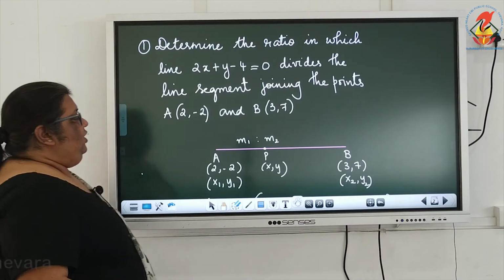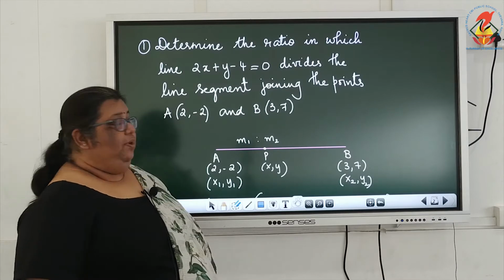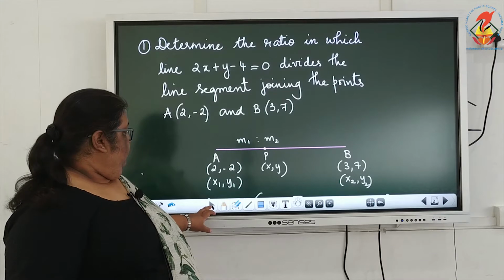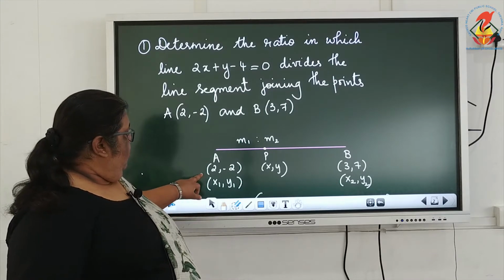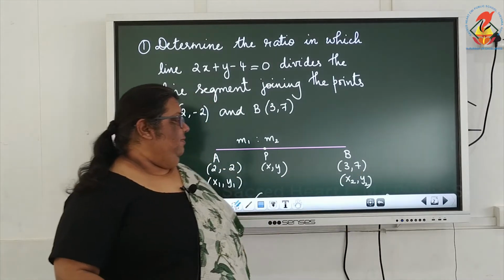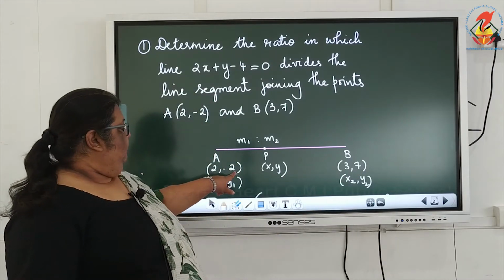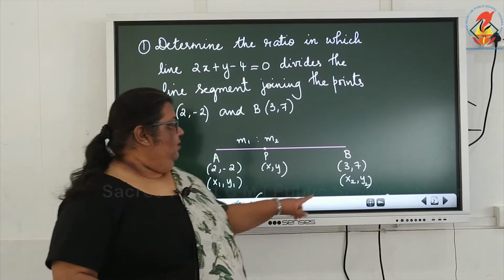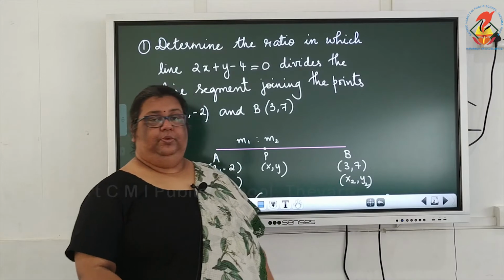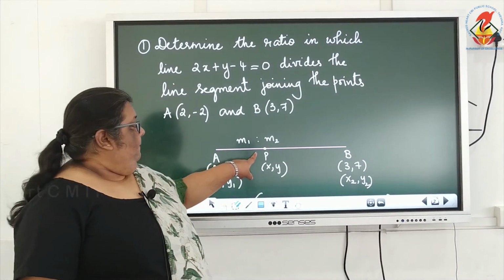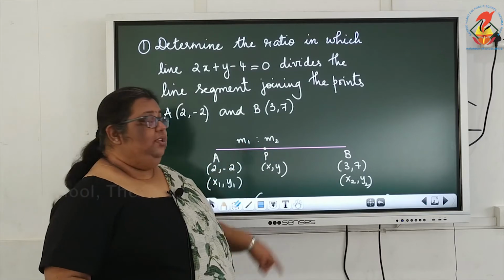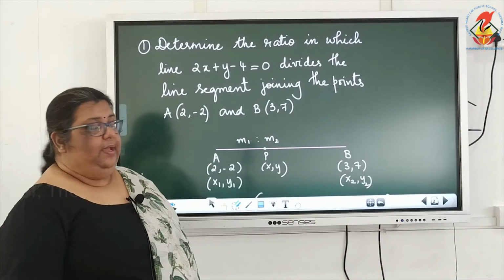You can see there is a picture there. There is a line segment drawn. Name of the endpoints are A and B. A, ordered pair 2, negative 2. B, ordered pair 3, 7. I am going to take 2, negative 2 as ordered pair x1, y1, and ordered pair 3, 7 as ordered pair x2, y2. There is a point P on AB which divides the line segment in the ratio m1 is to m2.